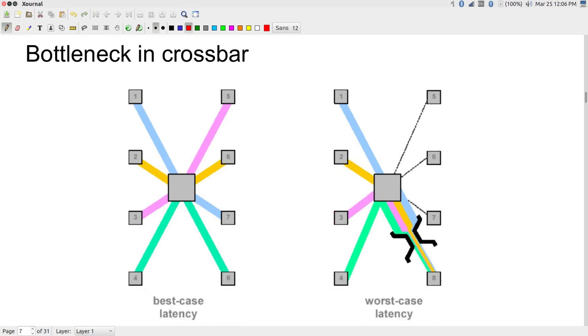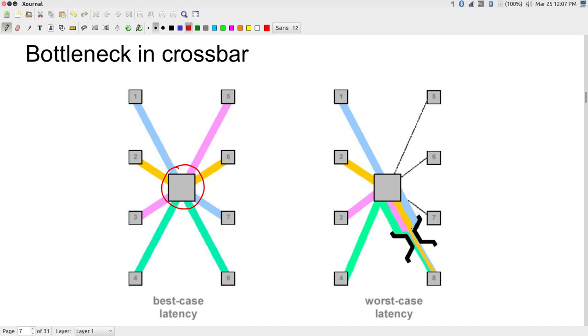A crossbar is in some ways better in the sense that what is happening inside this block over here is that it actually allows us to make any arbitrary connection from the left side to the right side. So 1 can be connected to 5, 2 can be connected to 6, all can happen at the same time. So it gets rid of that problem of the shared bus.